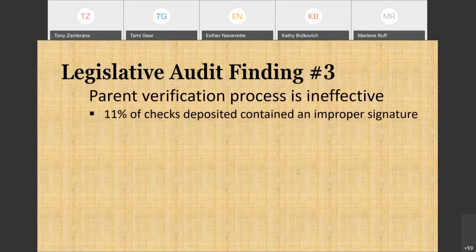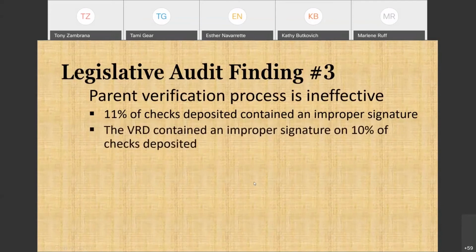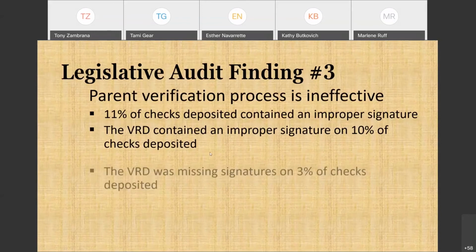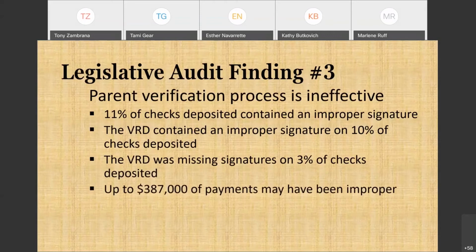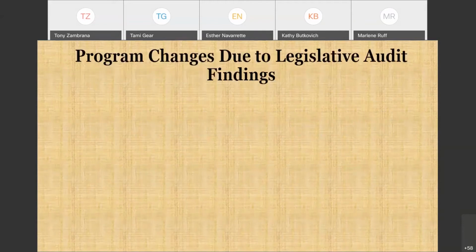Okay, finding number 3 was that the parent verification process is ineffective. 11% of checks deposited contained an improper signature. So the VRD verification form, I can't remember what VRD stands for, contained an improper signature on 10% of checks deposited, or was missing signatures on 3% of checks deposited. So checks were deposited with no signatures at all. Up to $387,000 of payments may have been improper.